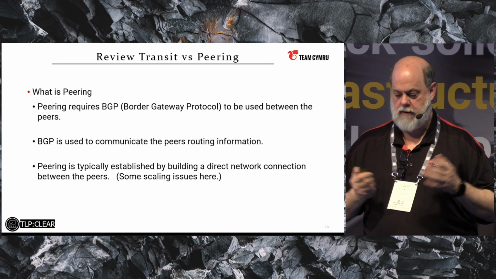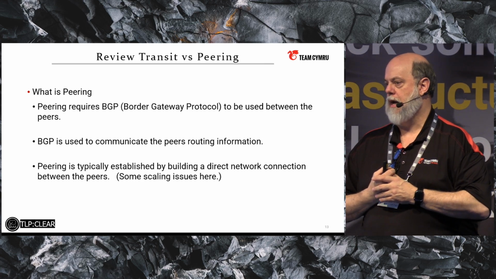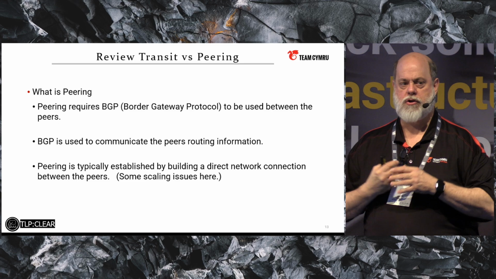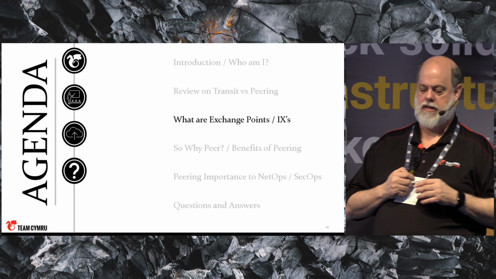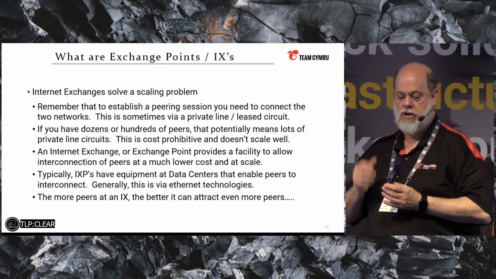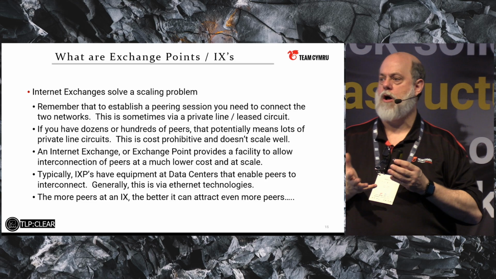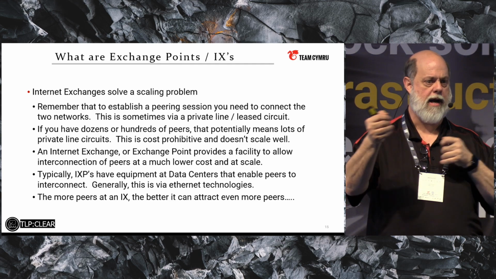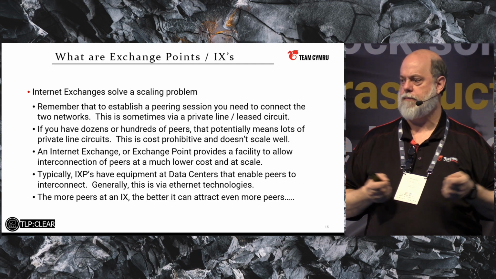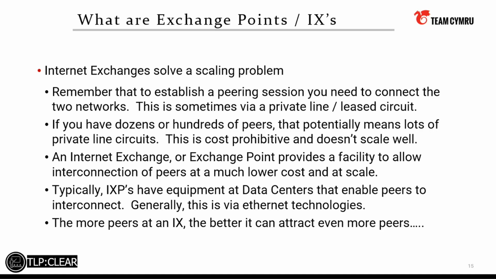So basically you're going to build sessions between networks. And if you do that privately, you're going to have some scaling issues, right? This is where an IXP really comes into play. An IX solves a scaling problem of everybody trying to build their own private links between networks. At some point, that does not scale very well. And so internet exchanges started showing up.